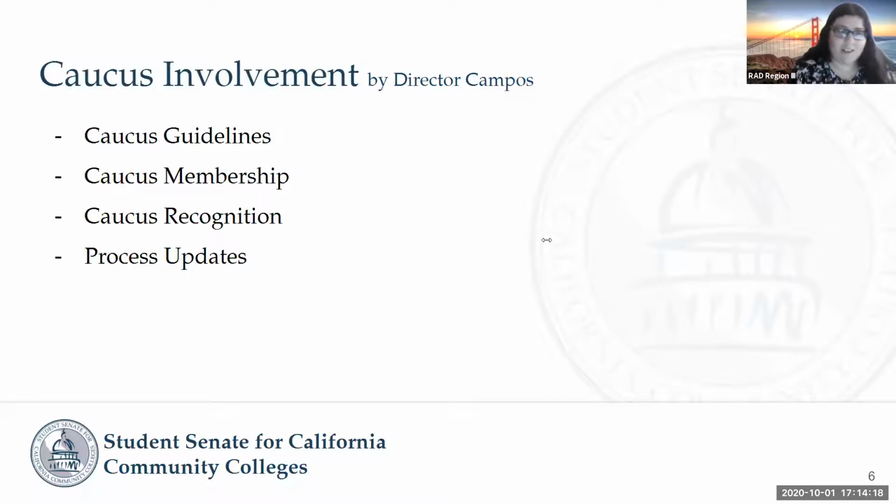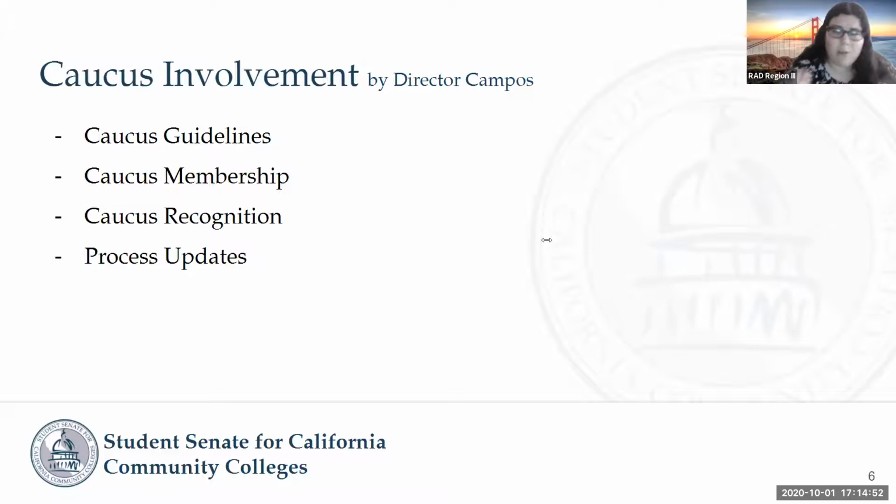Right now, all of the recognition and membership processes are getting updated through the Equitable Practices Committee. Usually, if you wanted to get your caucus recognized, you would fill out a recognition form where you would provide the name of your caucus, what the purpose of the caucus is, and usually there is a section for membership or contact information.